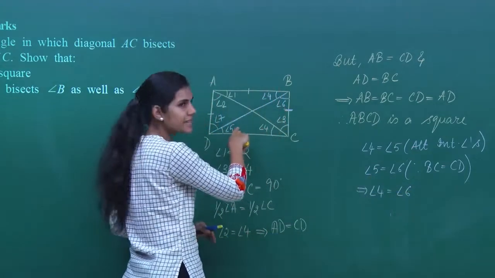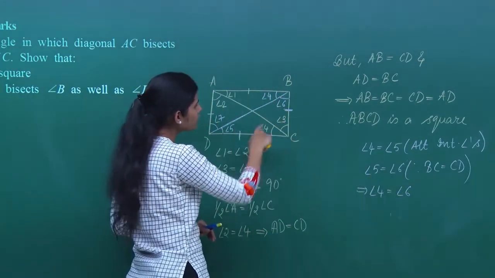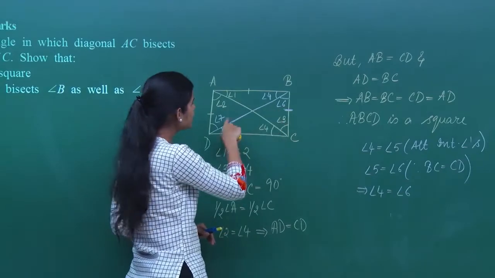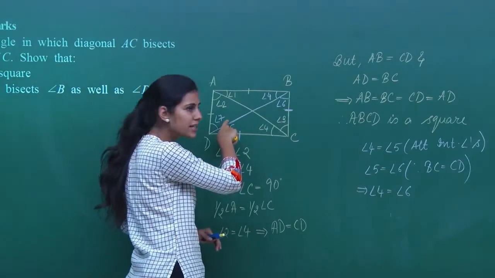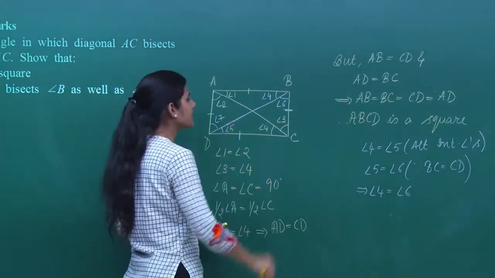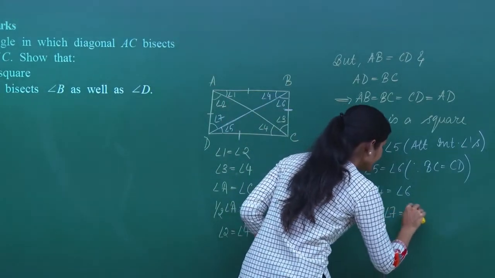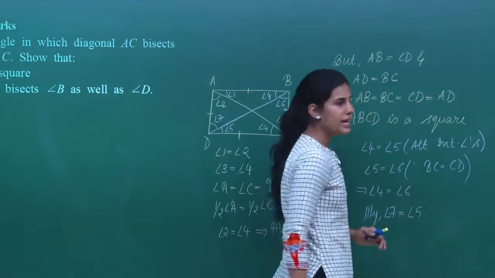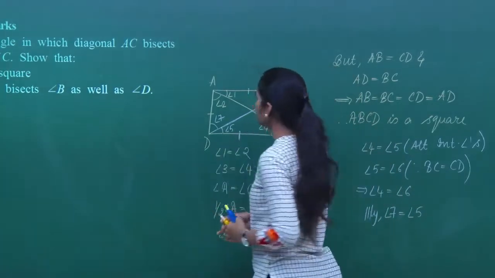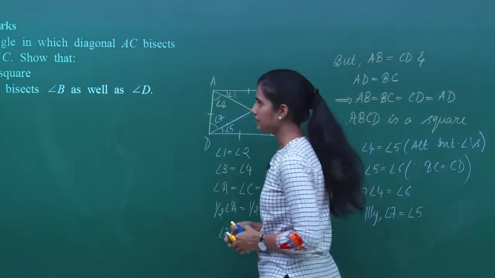So angle 6 is same as angle 5 because angles opposite to equal sides are equal, and angle 6 is same as angle 7 because they are alternate interior angles. That means angle 7 is same as angle 5. And therefore, you have got that BD bisects angle B as well as angle D.